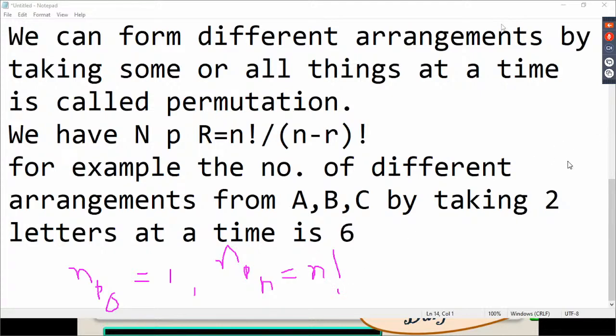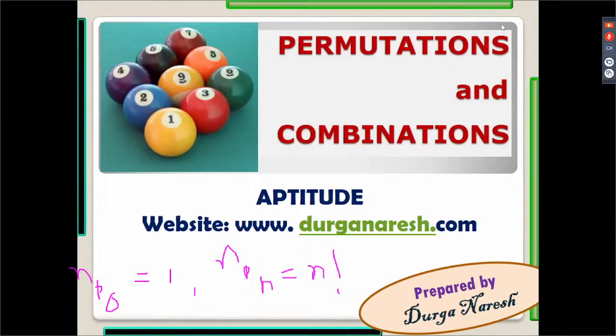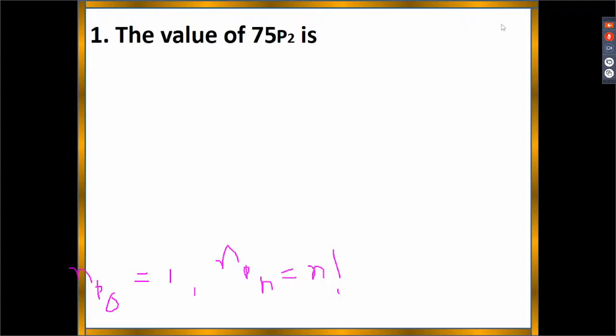So shall we move for examples? Yeah, right on. Very basic example, ma. The problems looks like very simple. Is it audible to everyone? The value of 75P2 is, the value of 75P2 is, you are ready. Is it audible?